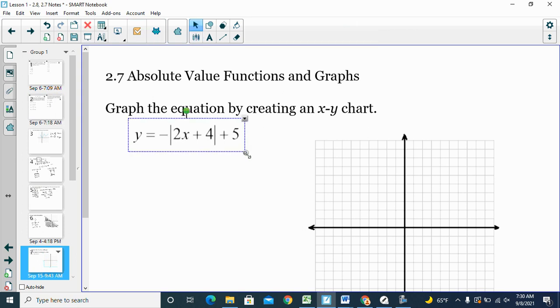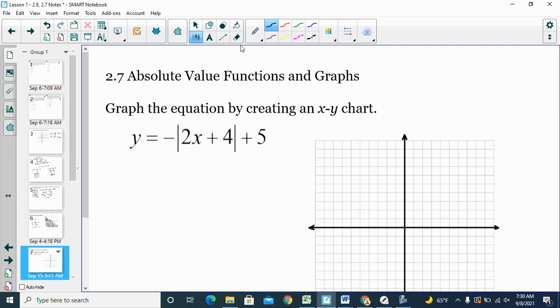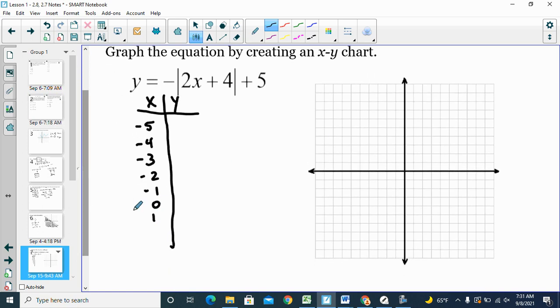2.7 is on graphing absolute value functions. This one asks us to graph y equals negative absolute value of 2x plus 4, plus 5. We are going to make a real big xy chart, plugging in a bunch of x values. So plug those in one at a time. I'll do the first one.